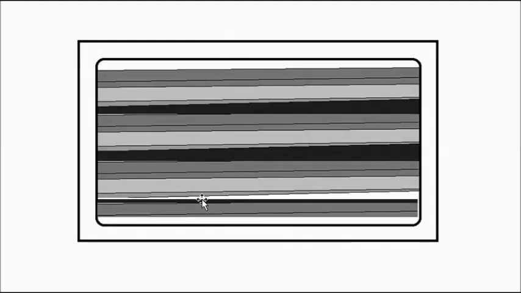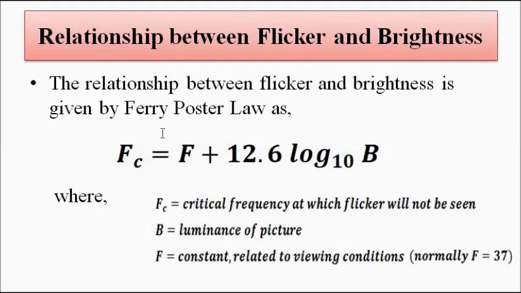The relationship between flicker and brightness is given by a law called the Ferry-Porter law, given by fc equals f plus 12.6 log b to the base 10. Here fc is the critical frequency at which flicker does not happen, B is the luminance of the picture, the luminous intensity, and f is a constant related to viewing conditions. Normally the f value is taken as 37.